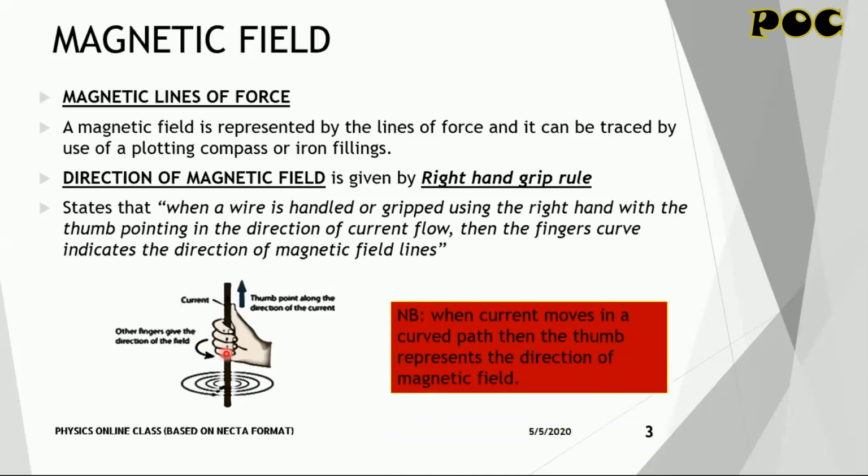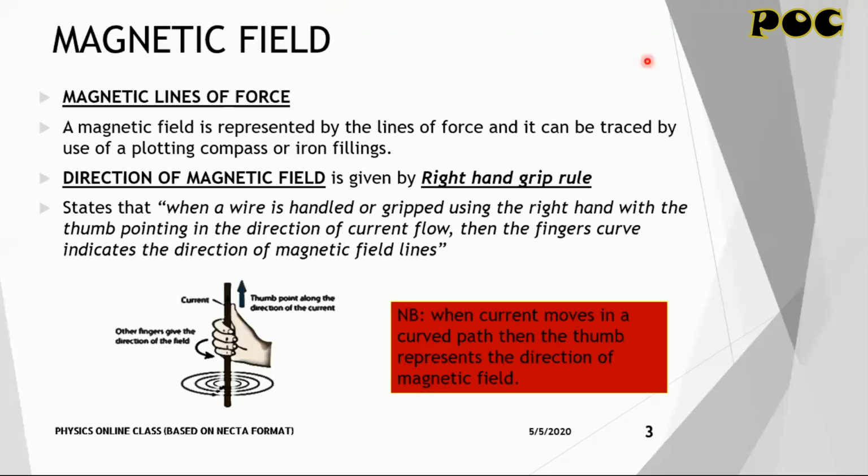We need to note that when the current is moving in a curved path, then the thumb will represent the direction of the magnetic field. Therefore, the thumb sometimes represents current and sometimes represents magnetic field. It depends on how the current is flowing in that circuit or conductor.